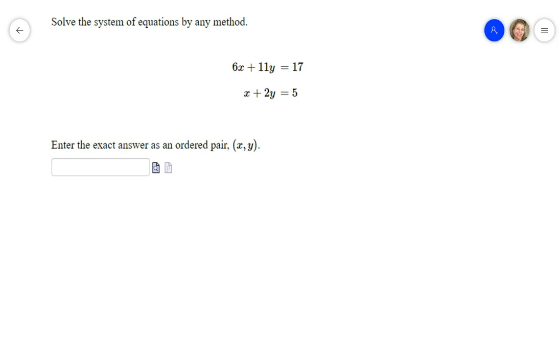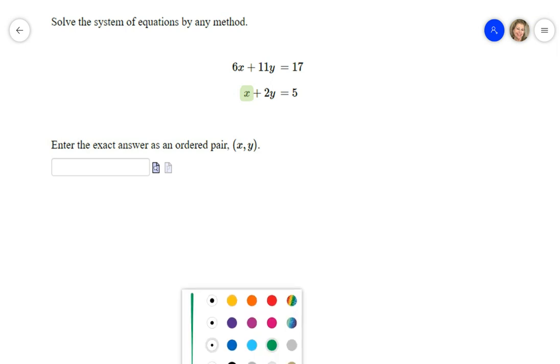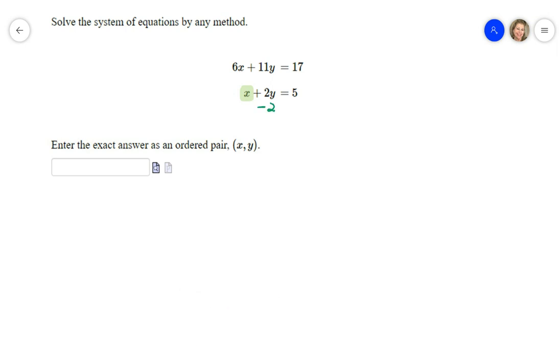This one says solve the system of equations by any method. Use any method that you want. But me looking at it, I'm going to use substitution on this because the second equation has a 1x in it. And it is very easy to solve this for x by subtracting 2y from both sides.